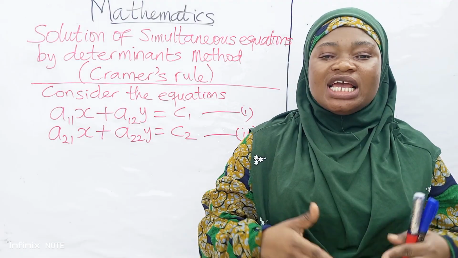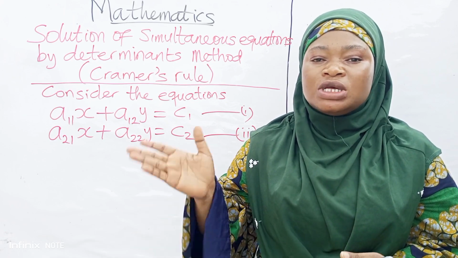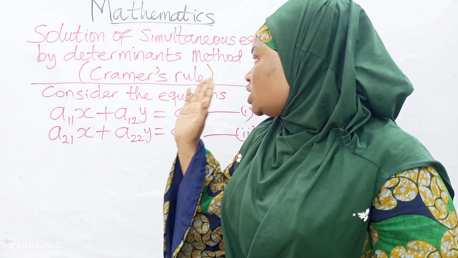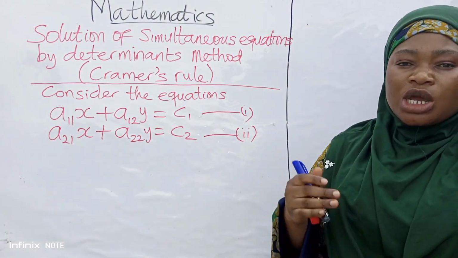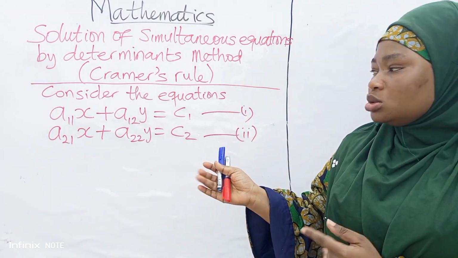Welcome back. In the last video, I told you we can use the matrix method to solve simultaneous equations. So here is another method. We call it the determinant method, and you can also call it Cramer's rule. So this is how we are going to use it.